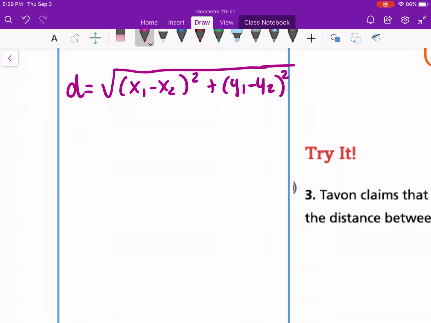So that's the formula. That's a big square root symbol. And then you take the square root of x1 minus x2 and square it. And then add it to y1 minus y2 and square it. Here is the way that I remember it that someone taught me when I was in high school.